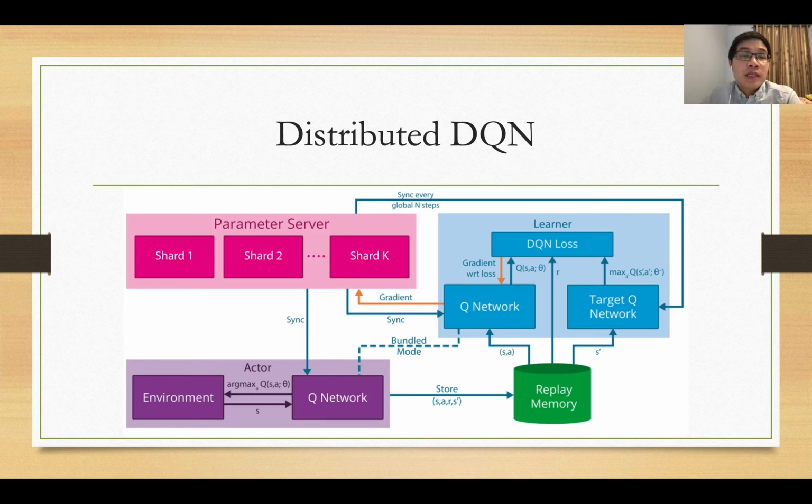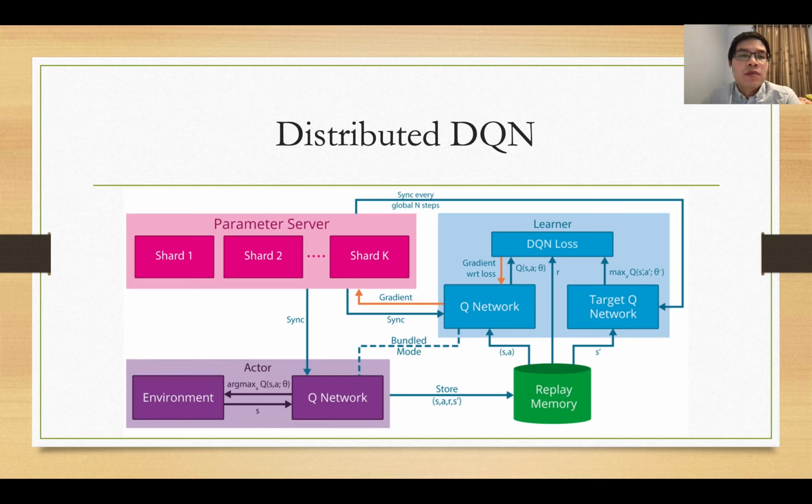So in vanilla DQN, you had a single actor and a single learner that's sampled from replay memory. But in distributed DQN, you have many different actors with their own environments on different machines, as well as many different learners that sample from a distributed replay memory.